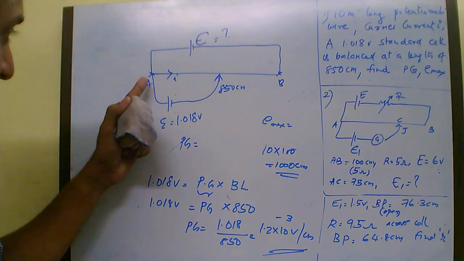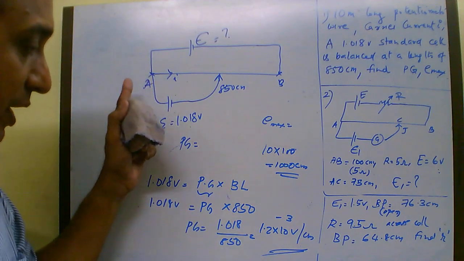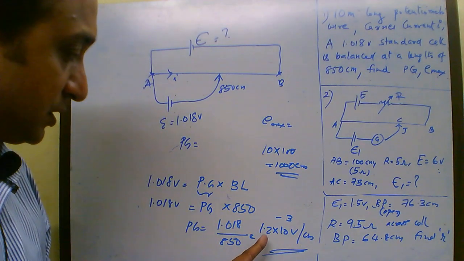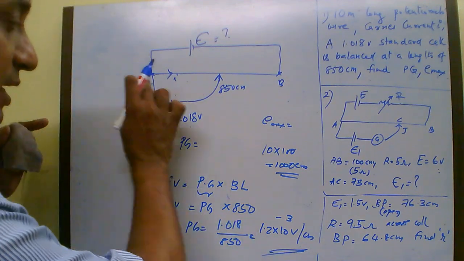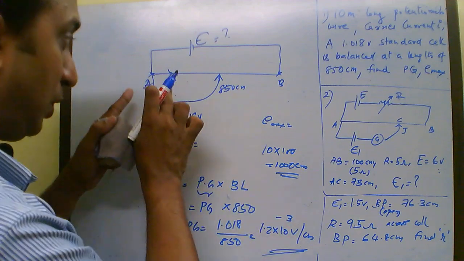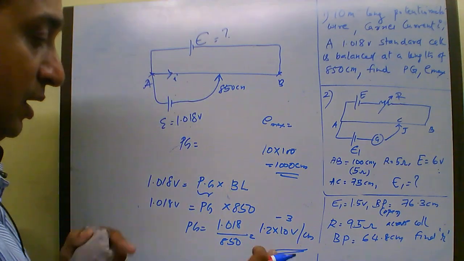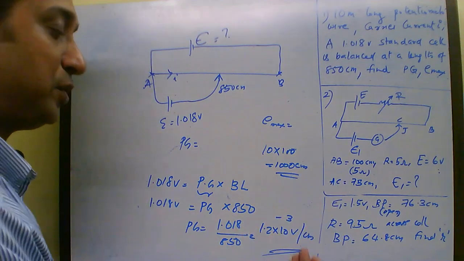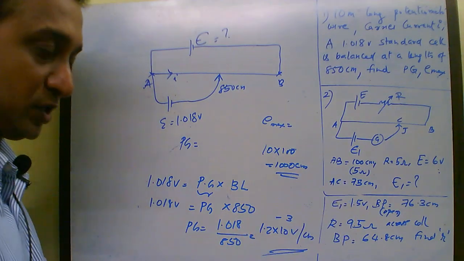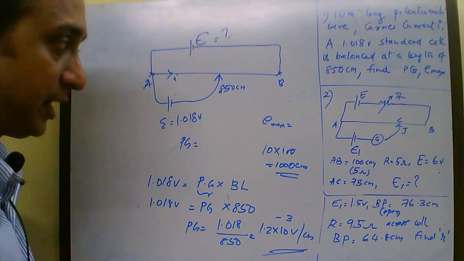So for each centimeter, starting from A to B, the potential varies by 1.2 times 10 raised to minus 3. So as the length increases, the potential difference increases. For each centimeter, its change is 1.2 times 10 raised to minus 3 volt. So that is what they mean by the potential gradient.